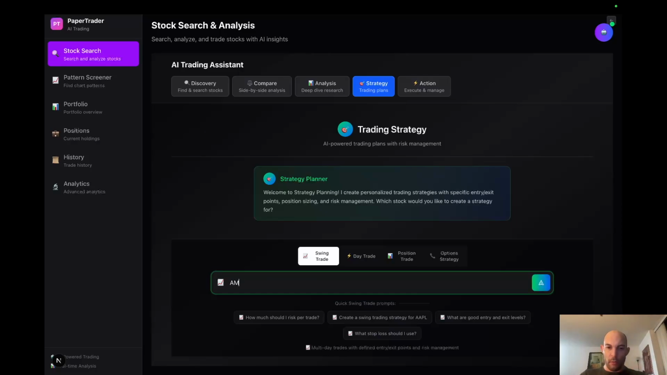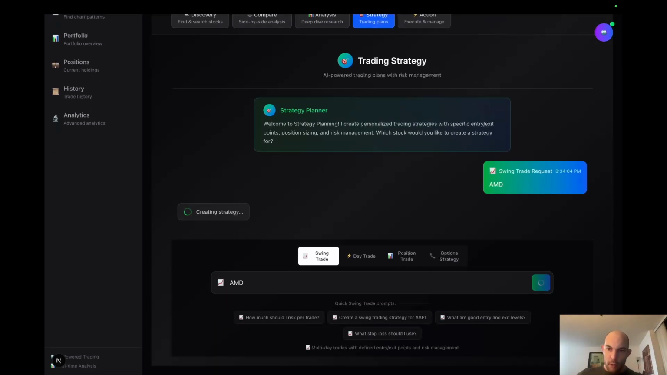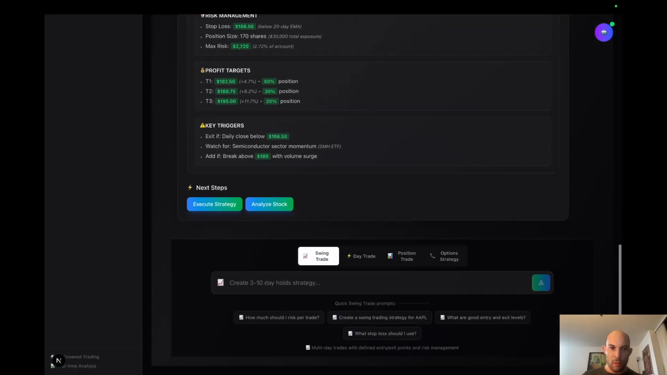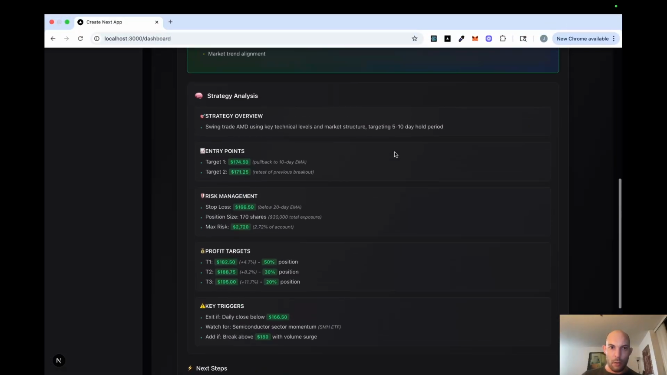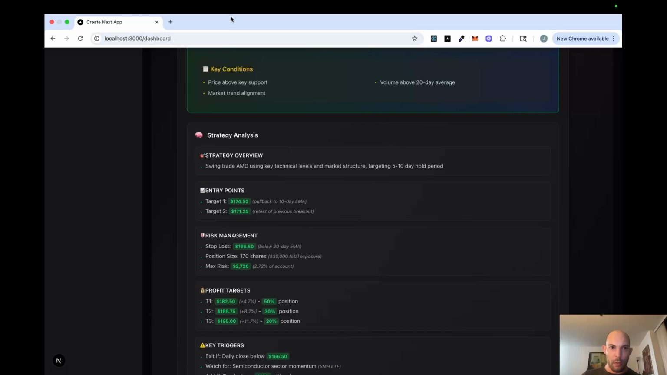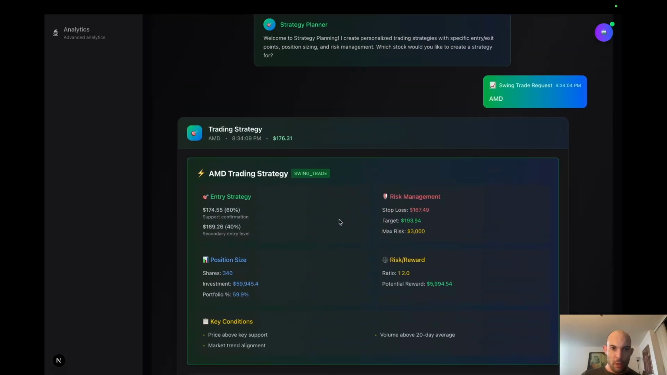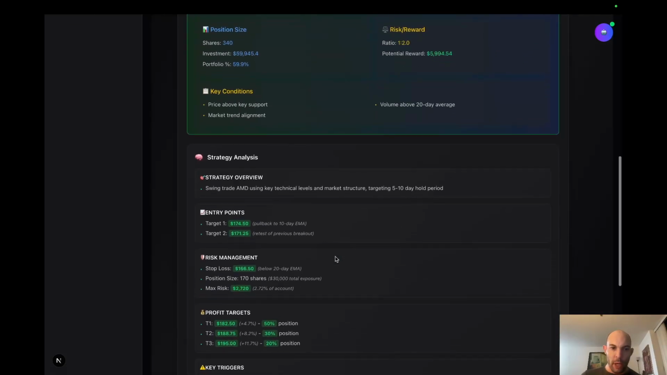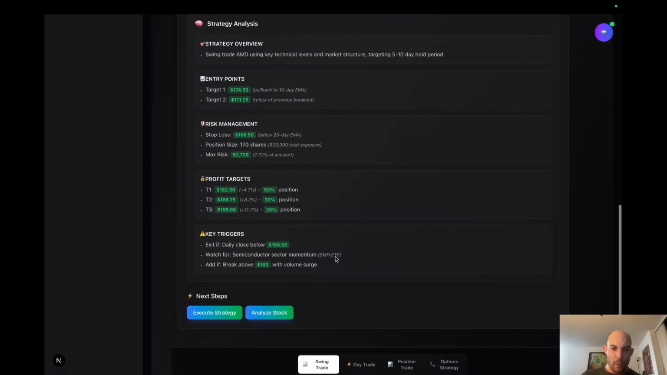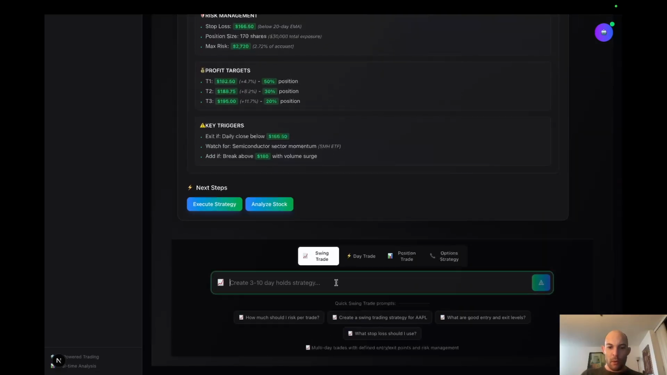let's do AMD for the millionth time. Okay. Target at 174. Target 2 at 171. It's currently at 176, so if it pulls back, I want to enter the current price right now.